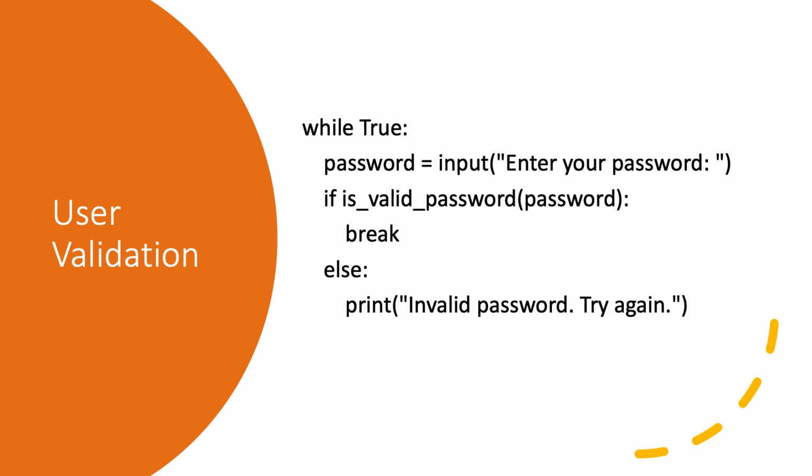Now if the password is valid, then the loop exits with a break statement. But if the password is invalid, then the loop prints out the message, invalid password, try again, and then continues to prompt the user once again. So this process repeats until a valid password is entered, ensuring continuous validation and user feedback.